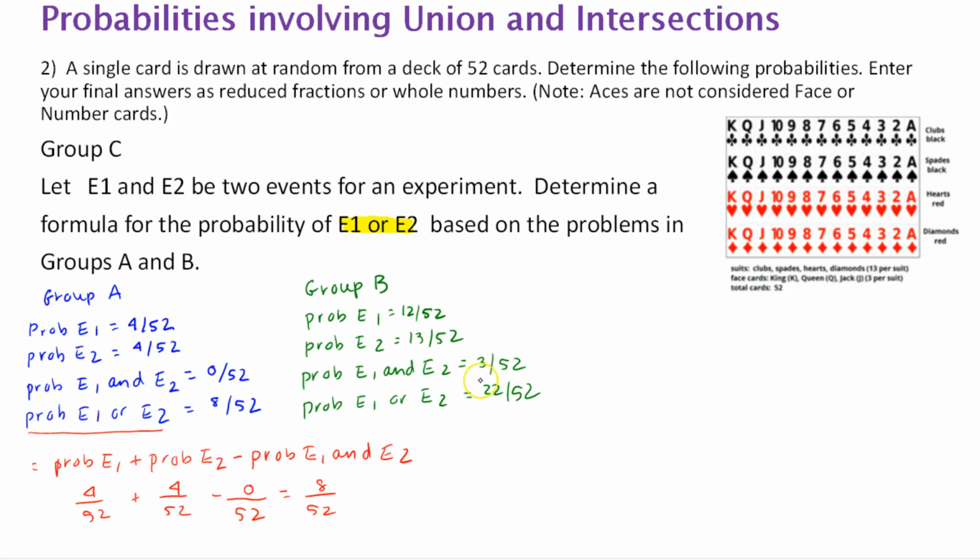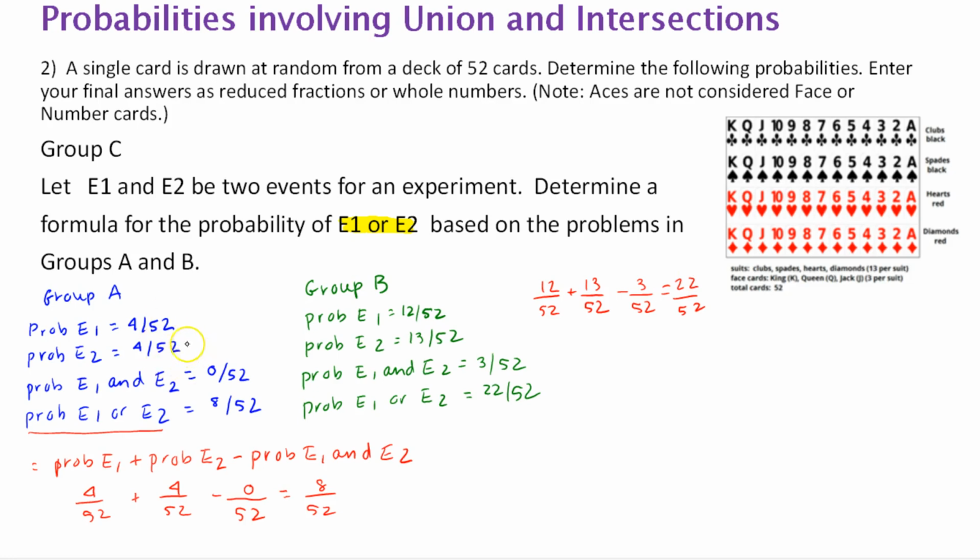Let's see how this applies to this problem. If we have the 12 out of 52, so the probability of E1 plus the probability of E2, and then we subtract off the intersection because we counted that both here and here, we get the probability of the union. Again, 25 minus 3 is 22. So this is our general result.